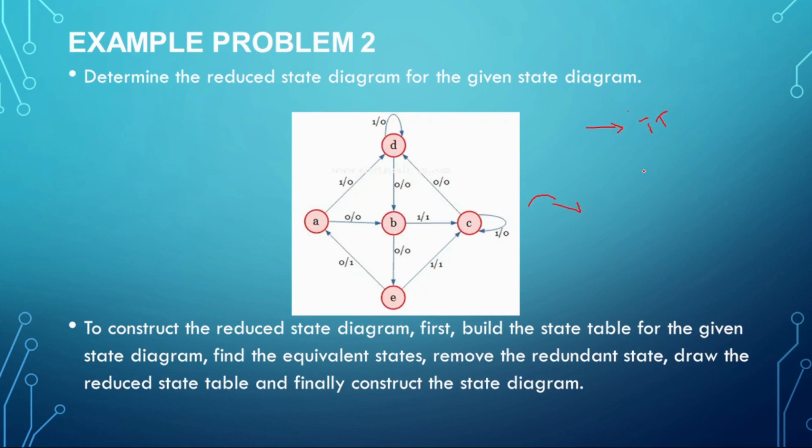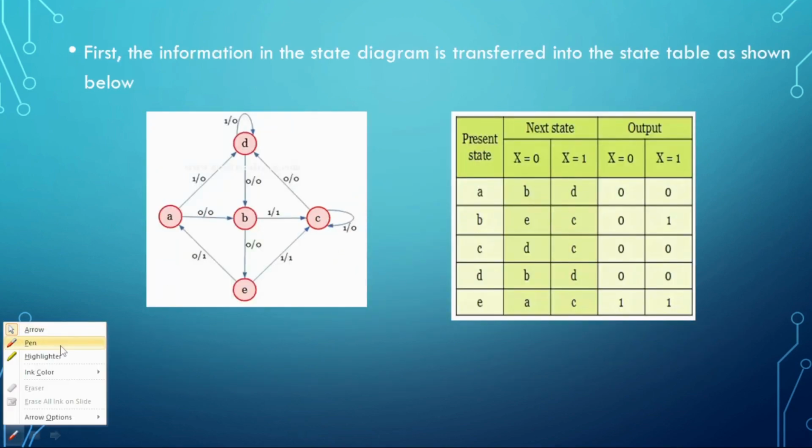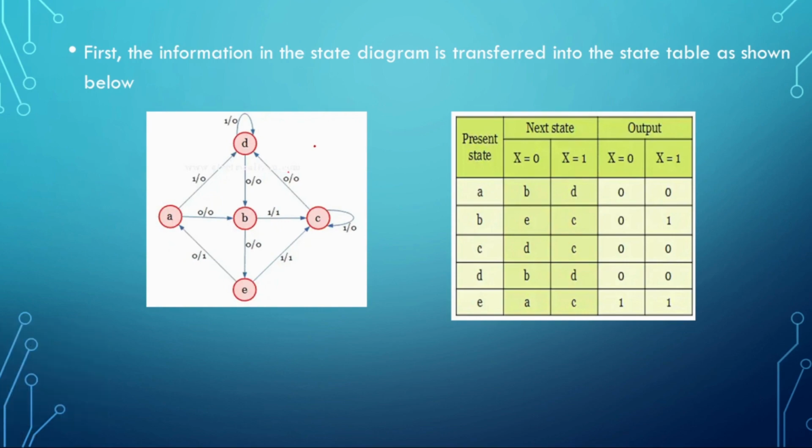Afterwards, you need to compare all the given states. So here we will have 5 states. You need to compare all 5 states with one another. If there is an equivalent state, you need to replace it with another state. Afterwards, you need to remove any one of these states. So look at this state diagram. The question state diagram is this. So you need to convert this state diagram to the state table.